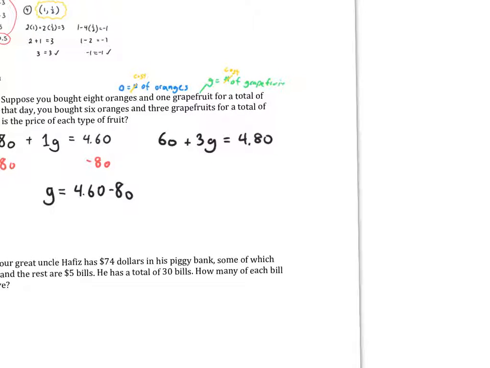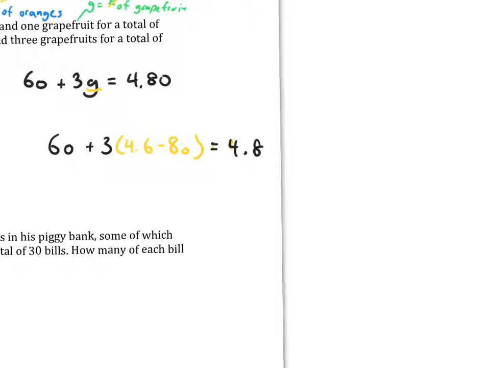Okay, now I'm going to take exactly that, the 4.6 minus the 8o, and I'm going to substitute it over here for g. All right, so 6o plus 3 times 4.6 minus 8o. I'm going to go ahead and drop that 0, and the same thing here, I'm going to drop this 0 and just say 4.8. This may not be your favorite because now we're dealing with decimals, but fortunately you have a calculator, so pull that out if you want to speed your process up.